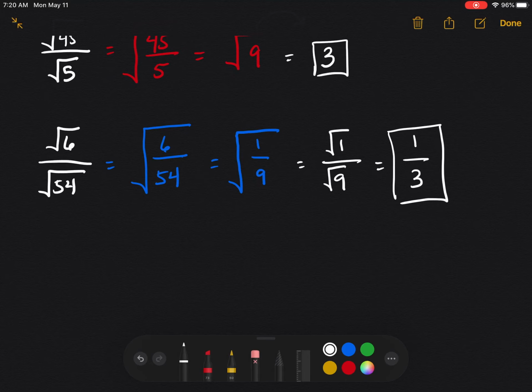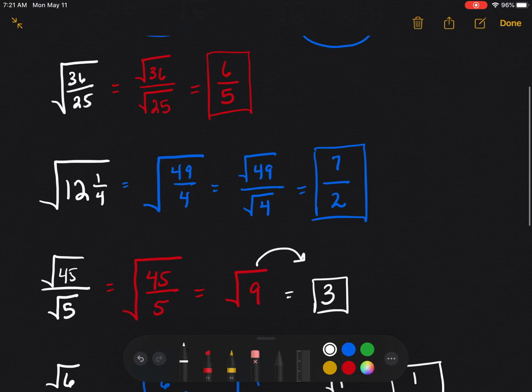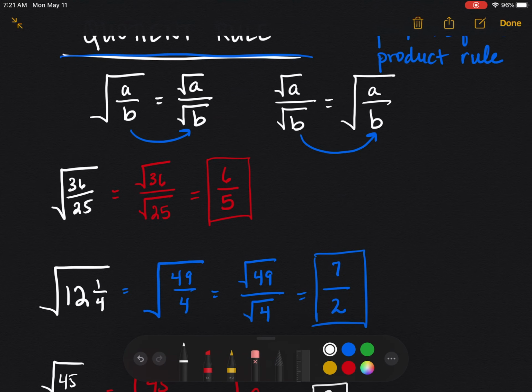These are the kinds of things that you are going to look for. Perfect squares. Does it help me to go back and forth to these different forms of the quotient rule?